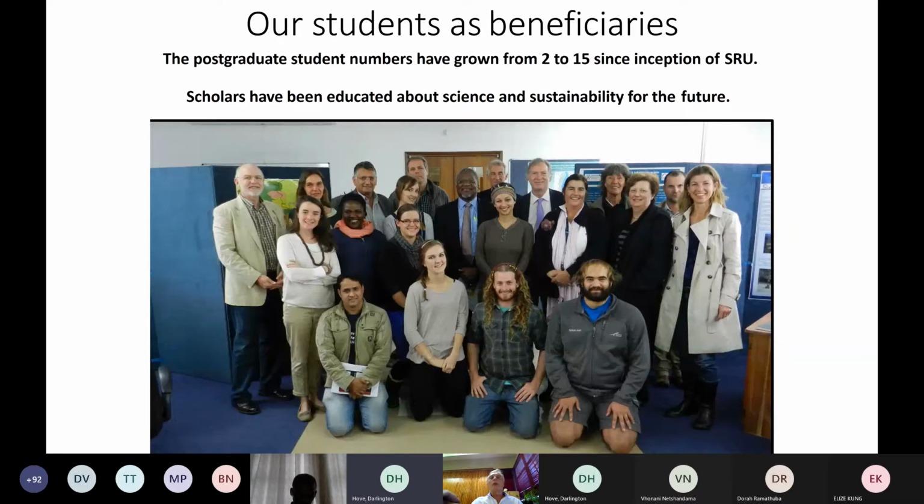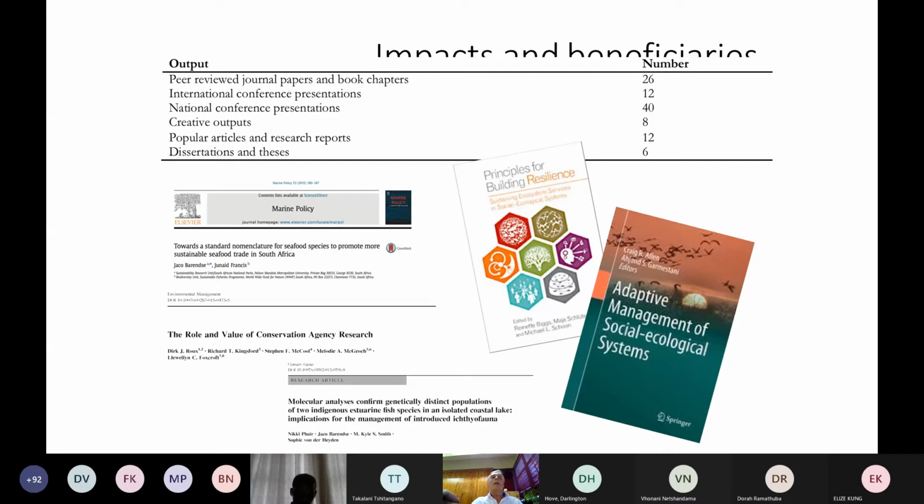And then the beneficiaries, the students, a lot of these students are master's students. And the publications that have flowed: peer-reviewed journals on this project, 26 international conferences. It just gives an idea of the outputs that have come from that particular project.